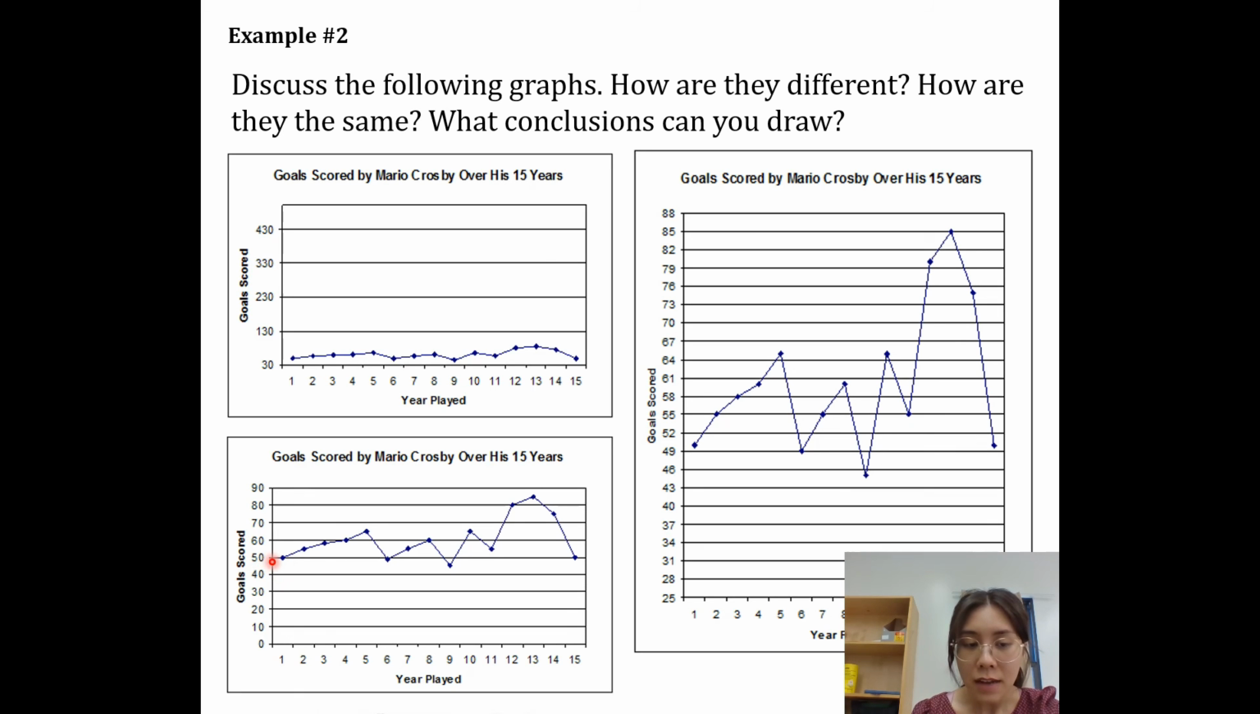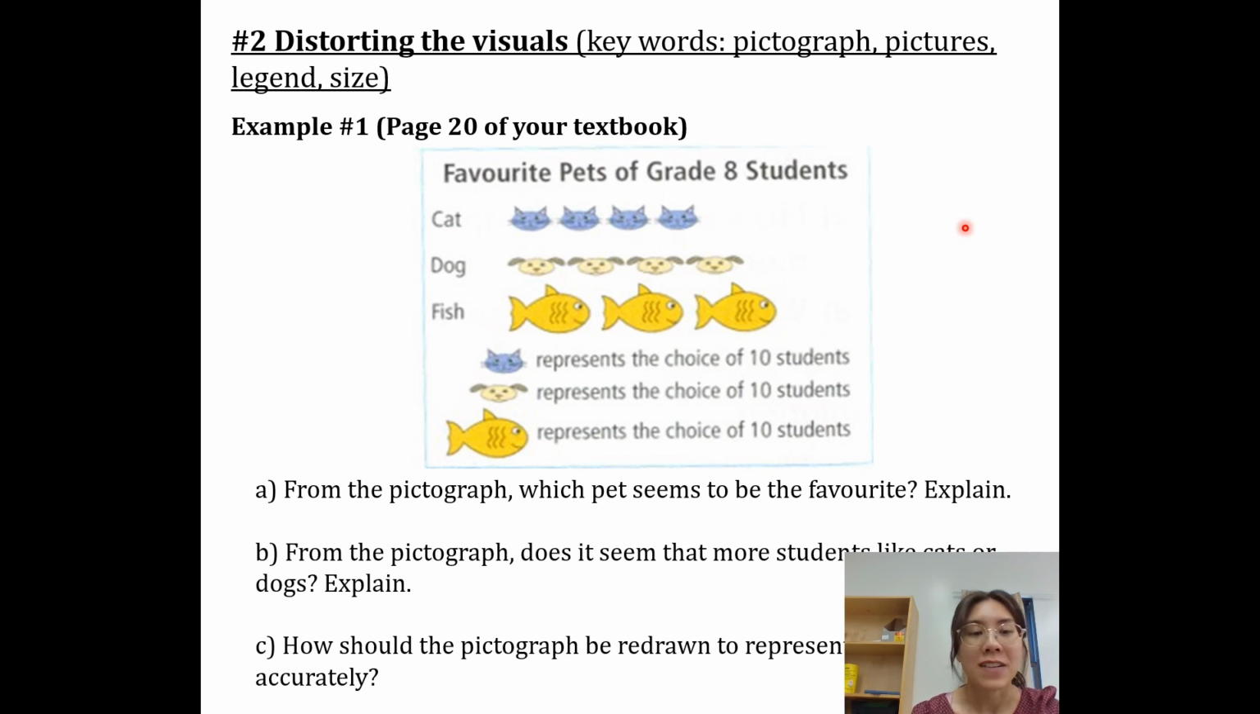Now, when you look at graph 2, you can see more of a trend that Crosby improved in the first few years of his playing. Over the next few years, there were some good years and some bad years, with his best years being some of his last ones. And this shows that trend a little bit more clearly. And last example for today is a pictograph.